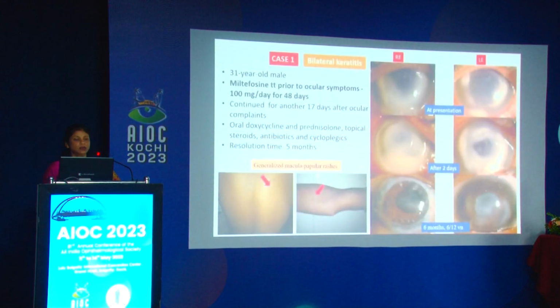In results, we found the first case was bilateral keratitis in a 31-year-old male. He was taking this drug for 48 days, and after appearance of ocular symptoms, he continued this drug for another 17 days. At the time of presentation, we found a paracentral dense full thickness infiltrate present in both eyes, rapidly progressive and involving the center of the cornea. There was thinning in the right eye, so we performed PK in this eye.